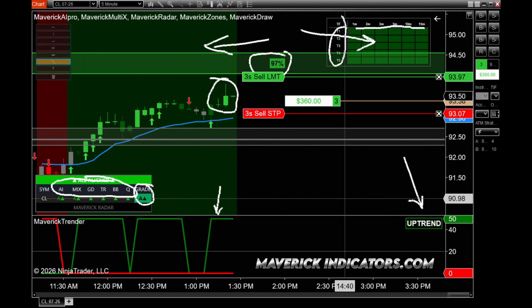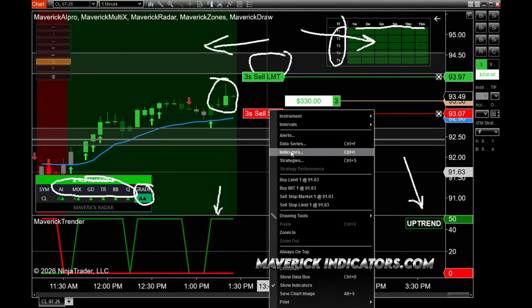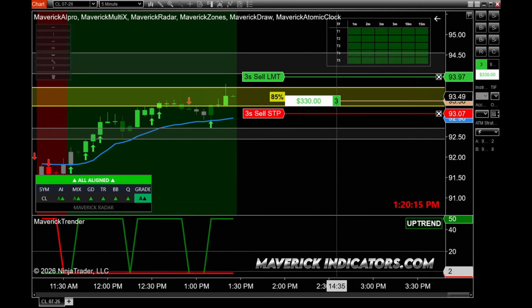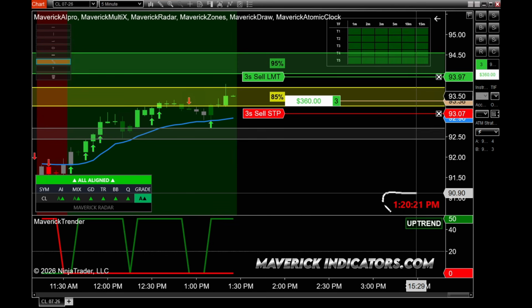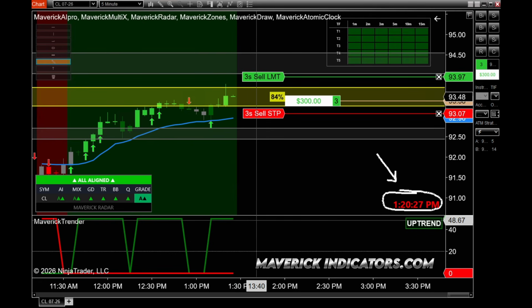Now, you're getting a strong signal here on the zones because it's the turn of the 5-minute candle. Let me put on my atomic clock here. Okay, so I got my Maverick atomic clock on here, which is going to be part of the toolkit. Toolkit gets released probably in another couple of weeks. It's for NinjaTrader. Comes with this awesome drawing tool that I'm using.